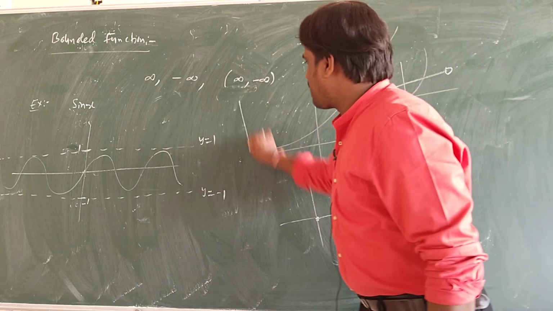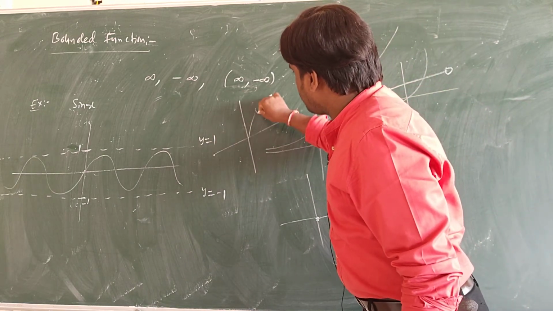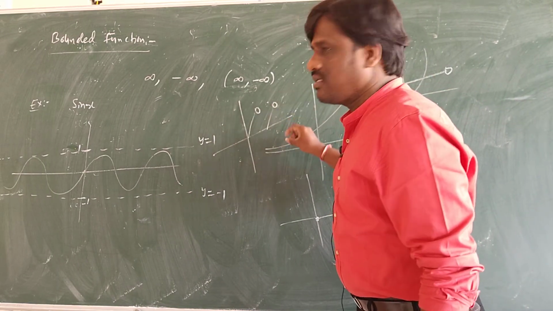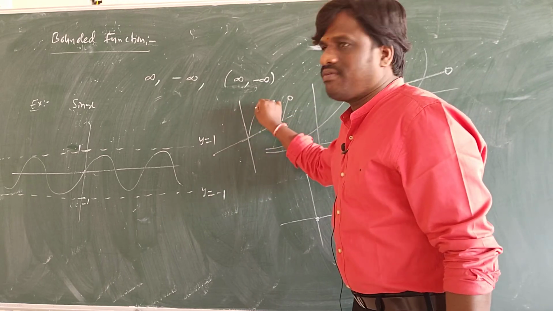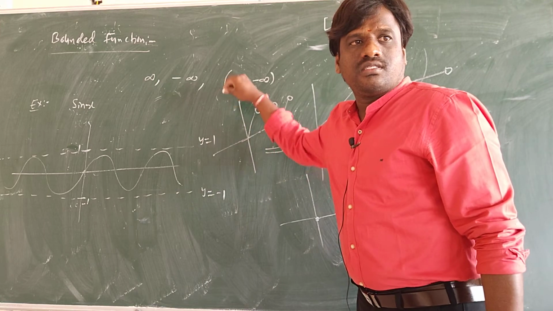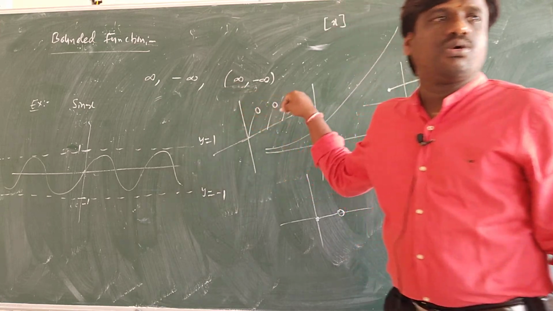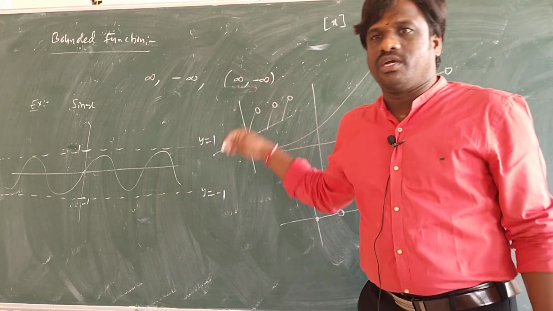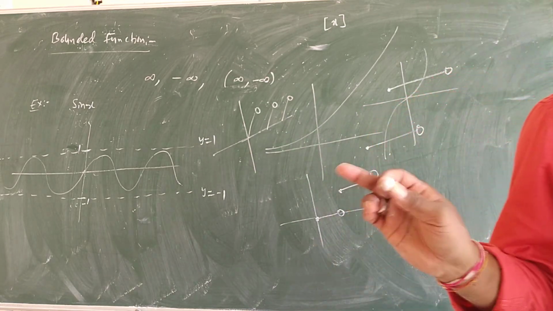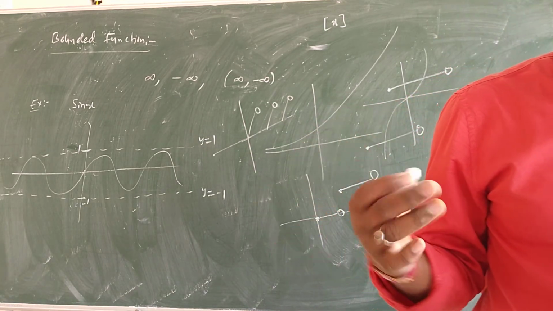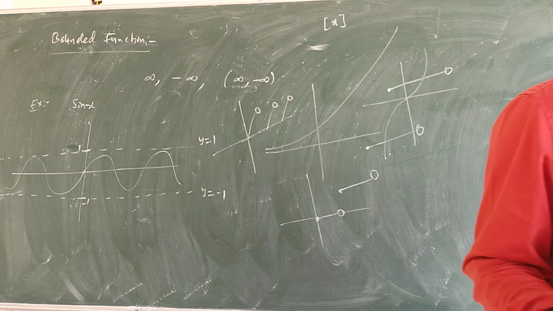Okay, fractional part. What is the fractional part graph? It will be like this. So it will be between which lines? 0 and 1. Y equals 1 and y equals 0, in between. So which function is it? Bounded function. The fractional part is a bounded function. The greatest integer is an unbounded function.